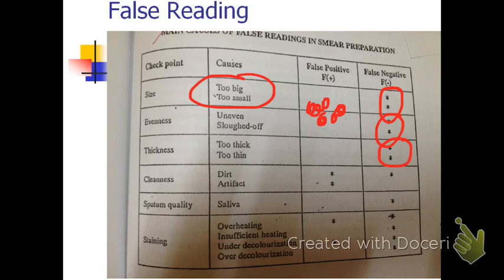And then sputum quality. See to it that the patient had indeed expectorated sputum, not saliva. Later on, we will be discussing how to check if the patients have expectorated sputum, not saliva. And of course, staining. When you are doing the Ziehl-Neelsen, do not overheat, or overheating will result in false positive and false negative. Insufficient heating will result in false negative because the carbolfuchsin would not be able to penetrate the cell wall containing the mycolic acid. Under-decolorization is not good either; it will result in false positive or false negative. Over-decolorization will result in false negative because the carbolfuchsin will be washed out of the smear.